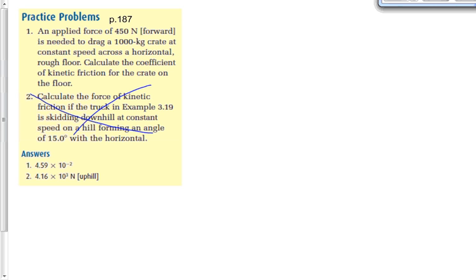Well, if you need to push it with 450 newtons, and it goes at a constant speed, then friction must be 450 newtons the other way to balance the 450 applied force. If it goes at a constant speed, the forces have got to balance. Friction has to be 450 backwards. So we're going to say force of friction here, kinetic friction because it's sliding, it's moving.